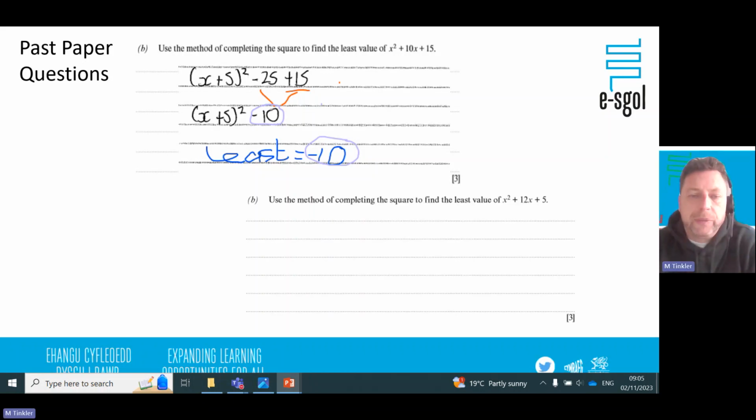Here's the questions, very similar. Looks as though it's almost been cut and paste. The wording is exactly the same. So that's why I use past paper questions, just to show you how it looks on exam. Off you go. Go and see if you can have a try. That one's very similar to the one up above.